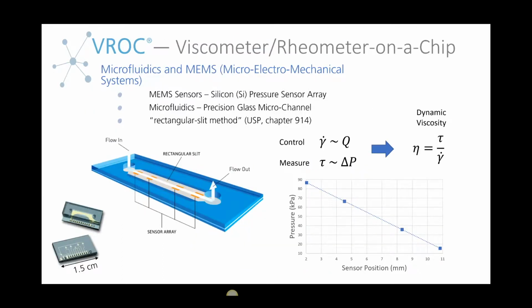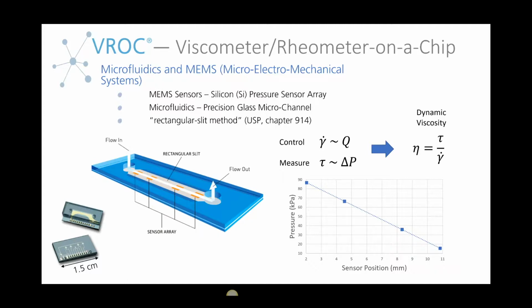So I just want to highlight, we use our technology, the VROC technology, which stands for viscometer rheometer on a chip. And before we get into the data, I want to go over a few of the details about the technology because it has some significant advantages for the types of measurements that we're doing. So what we're combining is microfluidics and MEMS, or microelectromechanical systems.